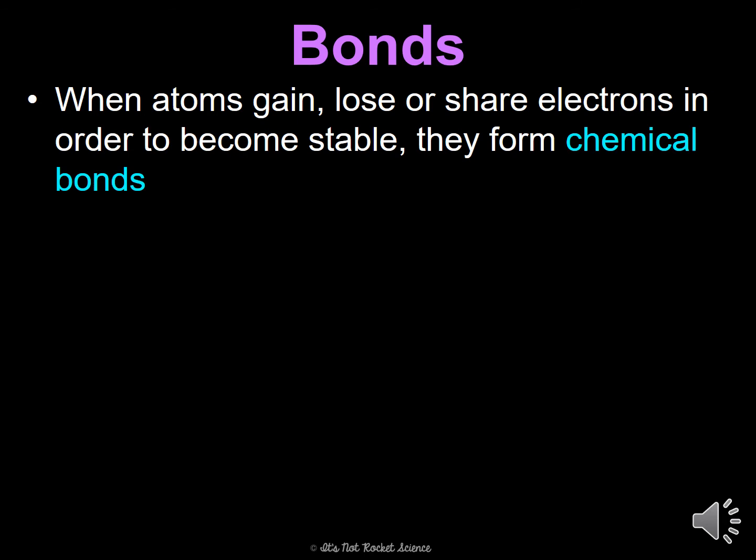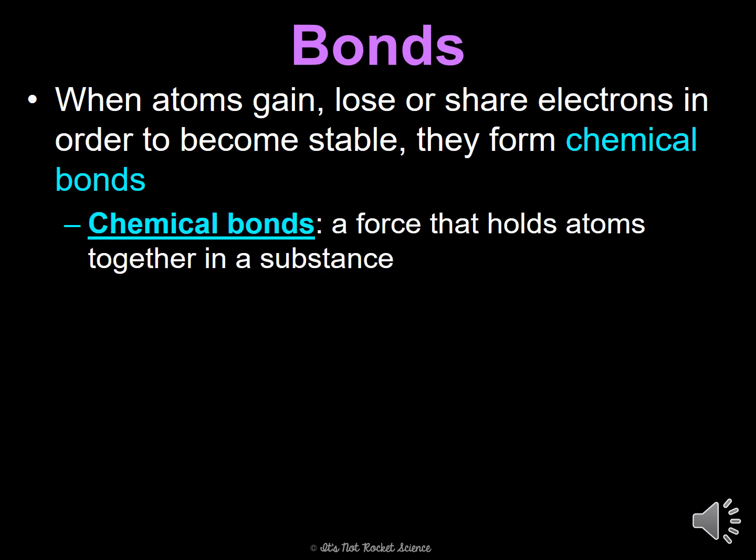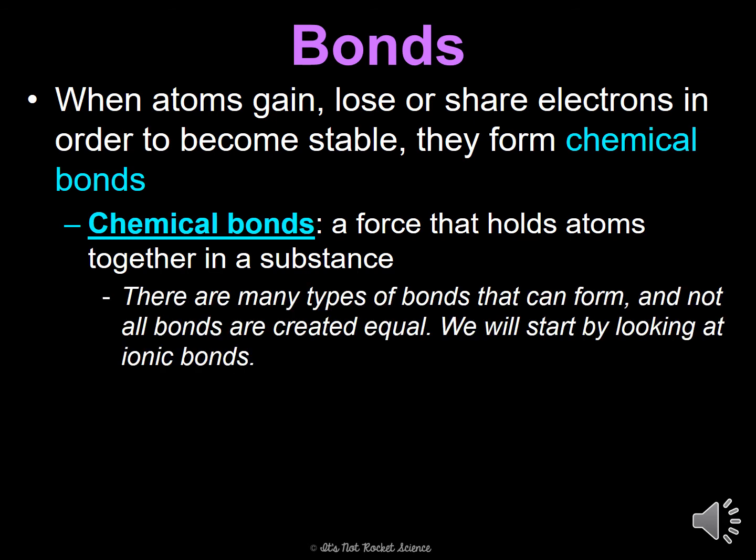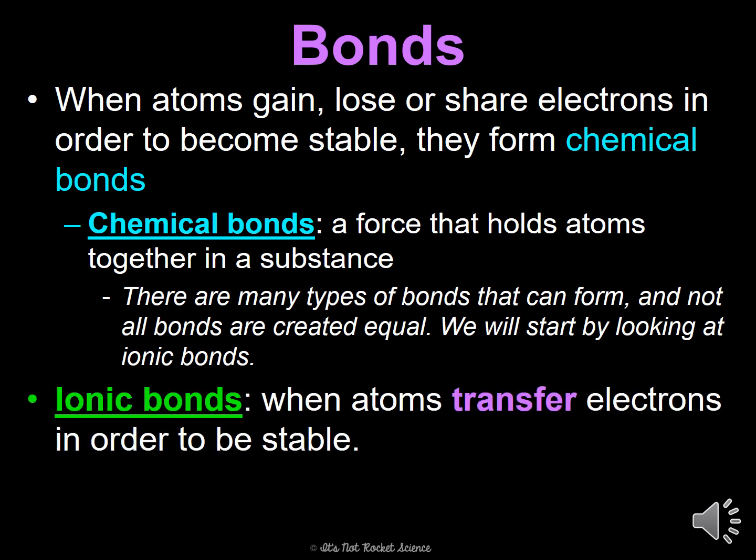So we talk about bonds when atoms gain, lose, or share electrons in order to become stable, they form a chemical bond. Chemical bonds are the force that holds atoms together in a substance. There are many types of bonds that can form. Not all bonds are created equal. We'll start by looking at ionic bonds.